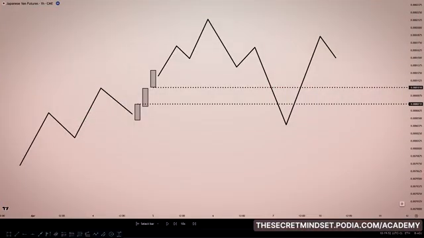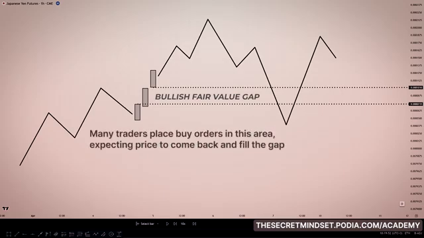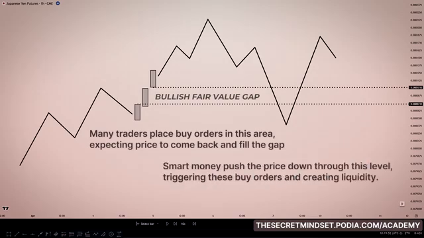For example, if there's a bullish fair value gap below the current price, many traders might place buy orders in this area, expecting price to come back and fill the gap. Smart money might push the price down through this level, triggering these buy orders and creating liquidity.